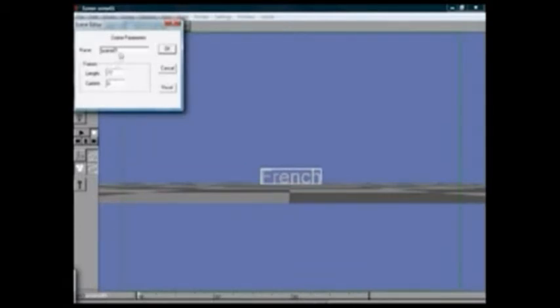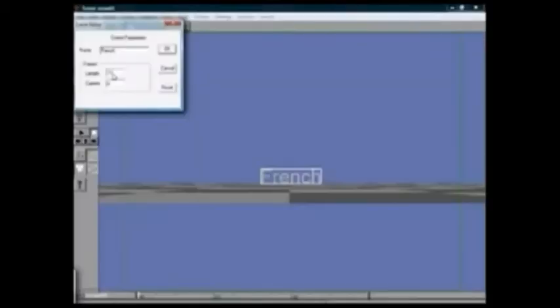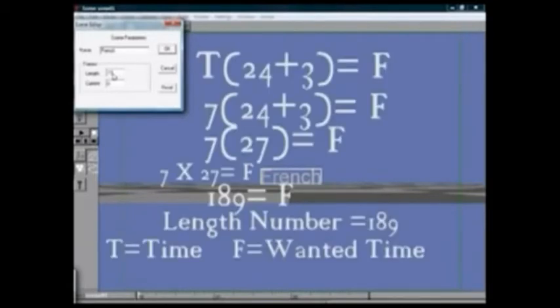I am going to name my scene the same as my 3D text. So the title of my scene is going to be French. For the timeline I am going to use 7 seconds. The way to figure out the number that should go in the length box is you must use the math equation t multiplied by (24 plus 3) equals f.